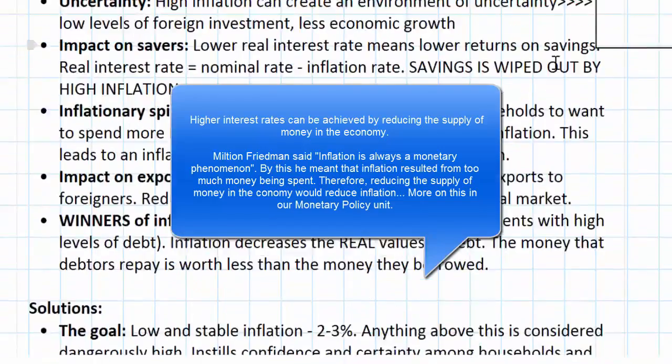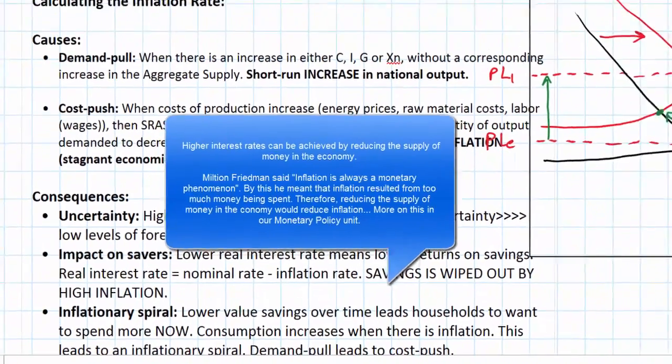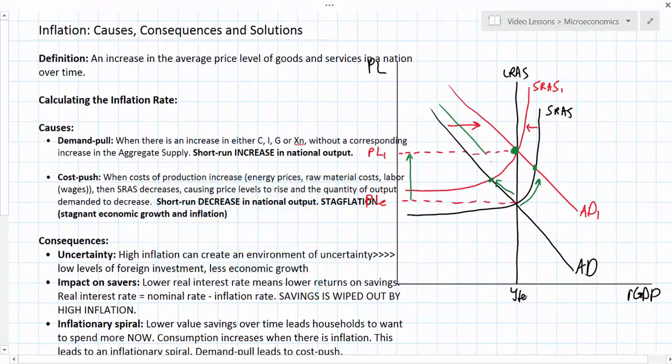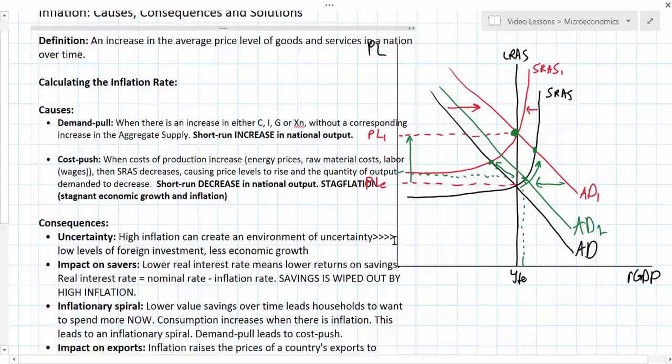Contractionary demand-side policies have the effect of reducing the level of aggregate demand in the economy to bring down the inflation rate resulting from demand-pull inflation. So we can see the effect that would have: it brings the inflation rate back down closer to the desired inflation rate of 2 to 3% and keeps output closer to the full employment level. This is a way to slow down an overheating economy.